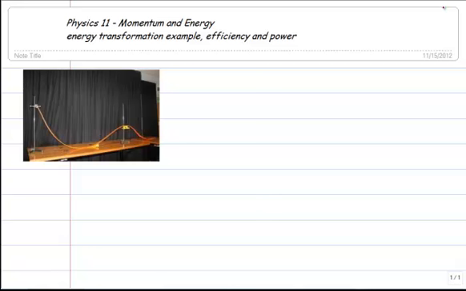Okay, Mr. Nagy's Physics 11 class here, and we're dealing with the momentum energy unit still, and we've been talking last day about getting into energy and conservation of energy. So here let's talk a little more, and we've had some problems already on this, but let's talk more about energy transformation. Key thing here, and I've picked up a picture of a Hot Wheels track.